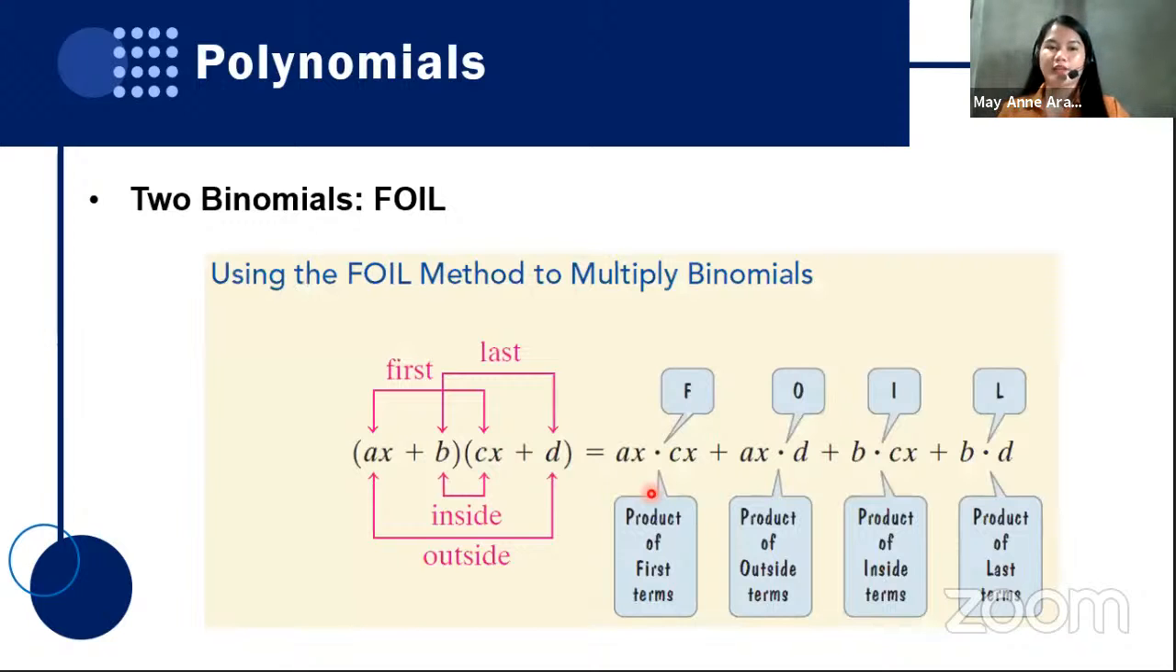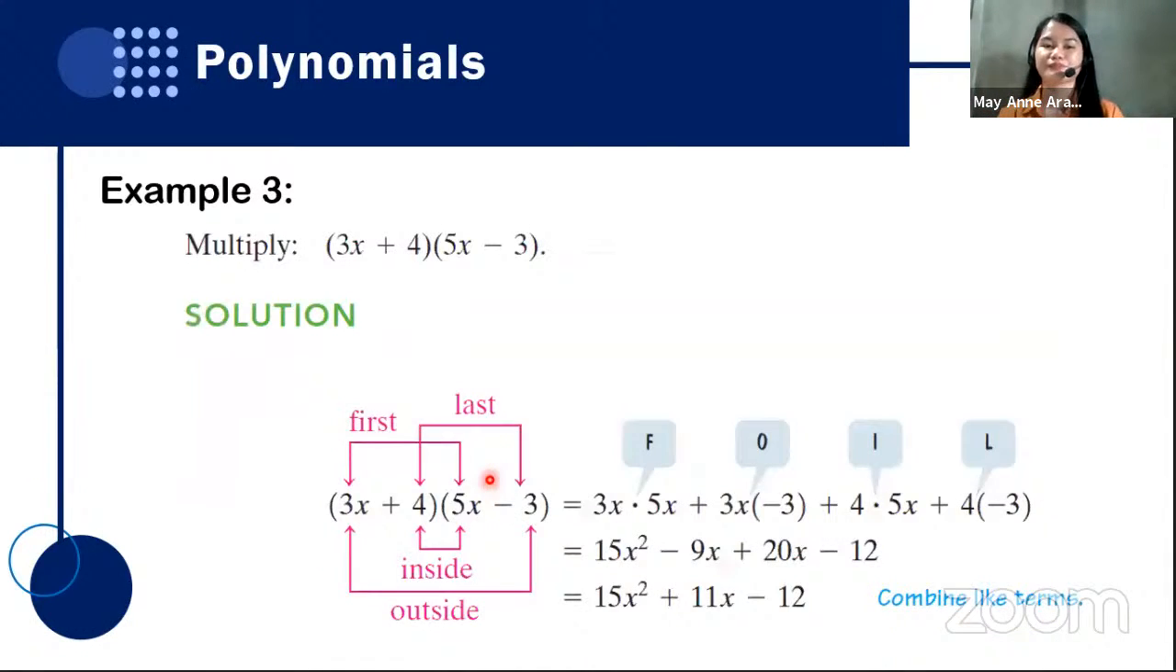Okay, what if the given are two binomials? So we have to use the FOIL method. Okay, so first, outer, inner, last. So the first terms of the two binomials, outer yung nasa labas, inner yung nalawang magkadikit sa loob, and the last are the last terms nung two binomials.